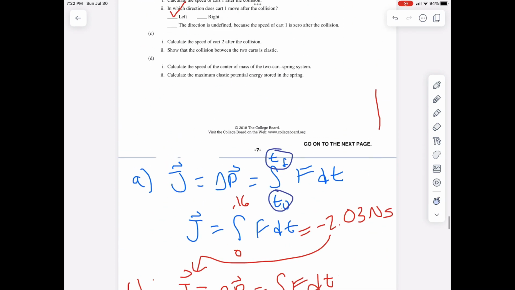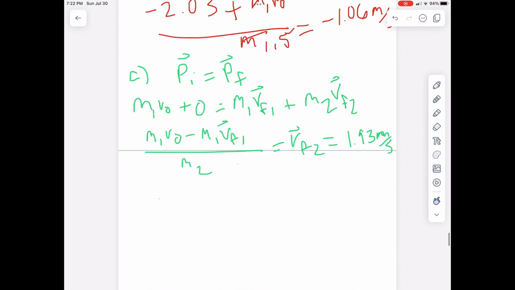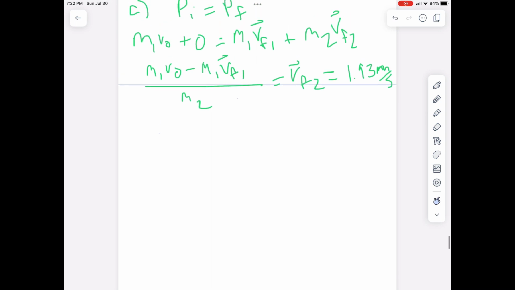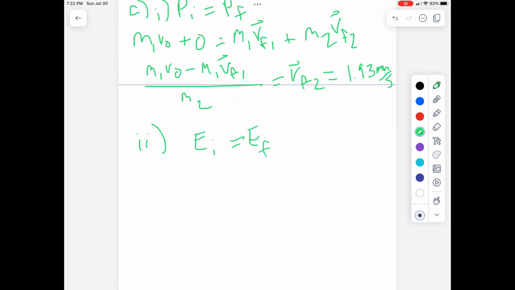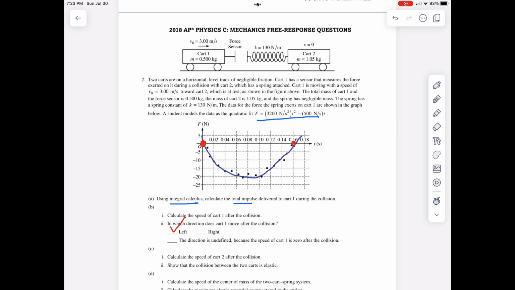All right, so that was part 1. And then for part 2, show that the collision between the two carts is elastic. To show that this is elastic, we need to say that our initial energy was converted entirely into our final energy. All right, so now my energy initially is just my kinetic energy of my cart 1, because cart 2 is just at rest on the ground.